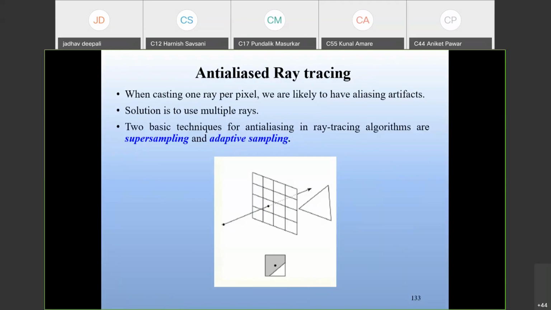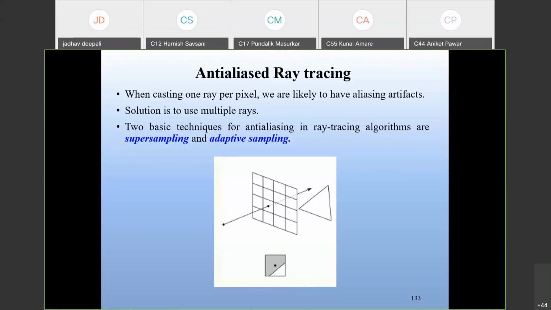So when casting one ray per pixel, we are likely to have aliasing artifacts. The solution is to use multiple rays. When a zigzag image is created, we call it an aliasing effect. To avoid this aliasing effect, anti-aliasing methods are used. Anti-aliasing super sampling we already know.